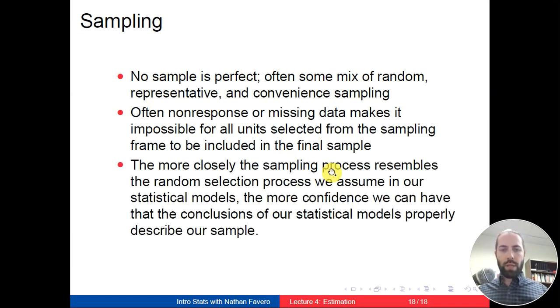The more closely, though, that a sampling process resembles the random selection process, which is typically going to be the basis of the assumptions we use in our statistical models to compute confidence intervals and things like that, the more closely the actual process resembles our assumptions of randomness, the more confidence we can have that the conclusions of our statistical models properly describe our sample. But this is not an exact thing. It's very hard to quantify, for example, how closely we come to mimicking those assumptions. So, therefore, this is something that's going to require some subjectivity to kind of assess, right? Does it look like the way that the sampling was actually carried out in the real world pretty closely resembles a random process, or was it very much more of an opt-in kind of thing where the people who opted into the survey might look very different than the people who didn't opt into it?